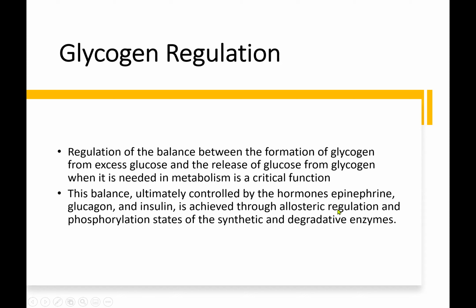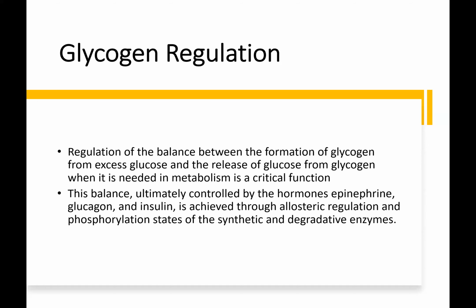In fact, the same hormones. We didn't talk about epinephrine before, but we did talk about glucagon and insulin. So here, glucagon and epinephrine are going to stimulate the breakdown of glycogen, and here insulin is going to activate glycogen synthase and inhibit glycogen phosphorylase. So this is through mechanisms such as those we've already seen, allosteric regulation and phosphorylation states of either these synthetic enzymes or ones involved in degradation.